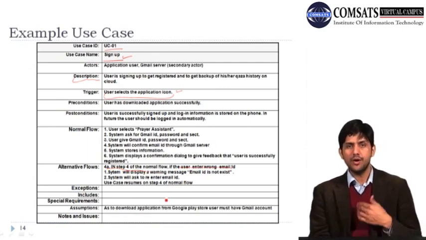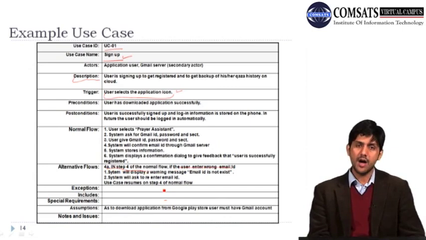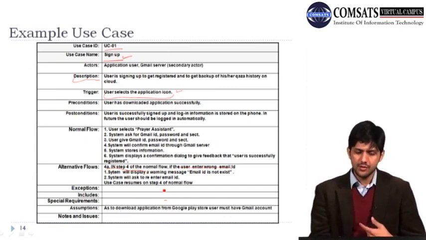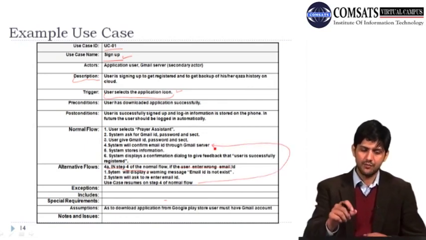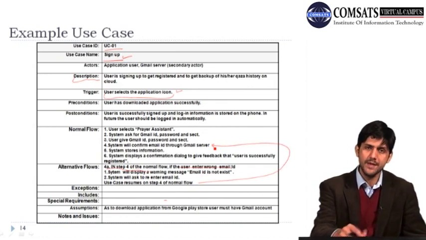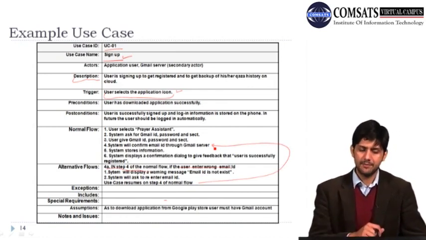The system will display a warning message: Email ID does not exist, and the system will ask to re-enter the email ID. And the use case would resume on this particular step again. So the use case is going to resume. These actions would take place, and then the user is going to come back here.